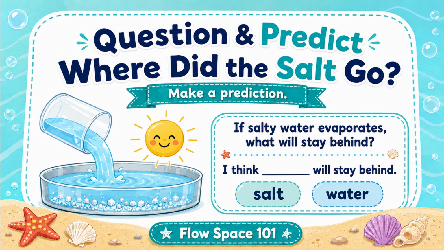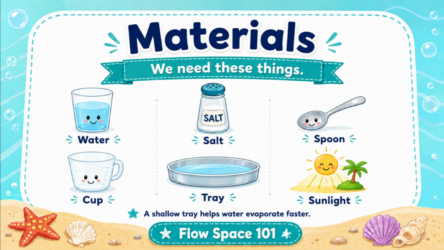Now let's test our idea. For this experiment, we need water, salt, a spoon, a cup, a tray, and sunlight. A shallow tray is helpful because water can evaporate faster. We will make salty water first. Then we will leave it in a warm place and observe what happens.